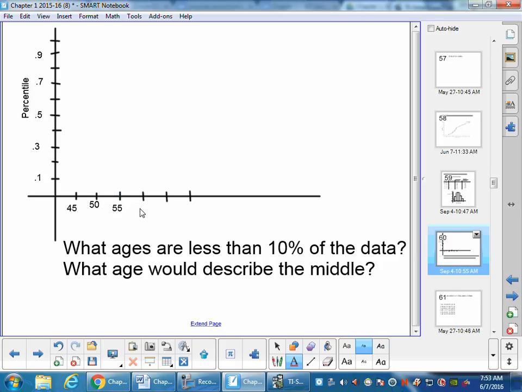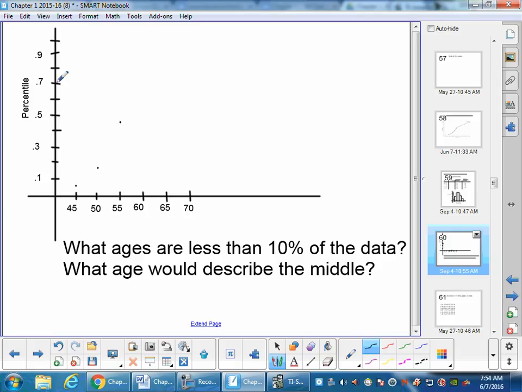Now our ogive is just plotting the one point, and then from that, connecting it to our previous point. So at 45, we had about 4.5%. That's about there. At 50, we had 18%, which was here. At 55, we had 48%, which is about here.